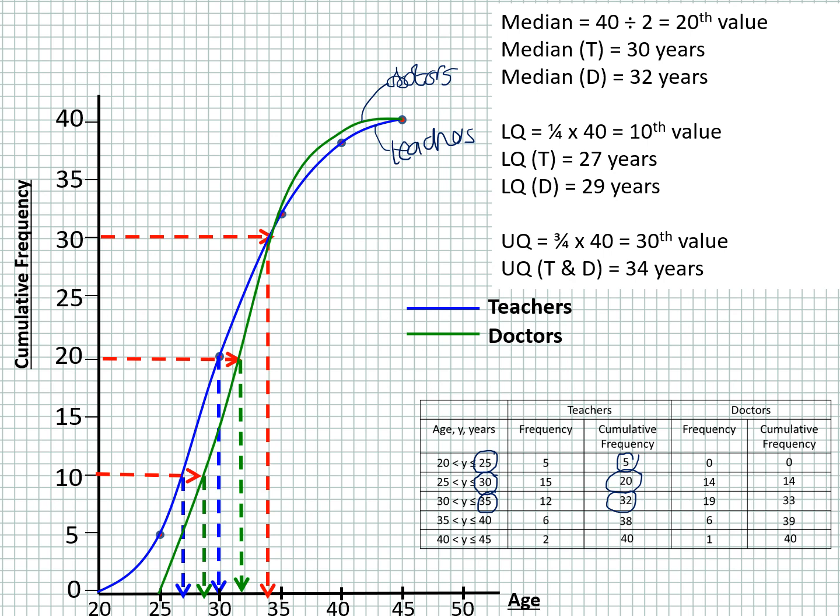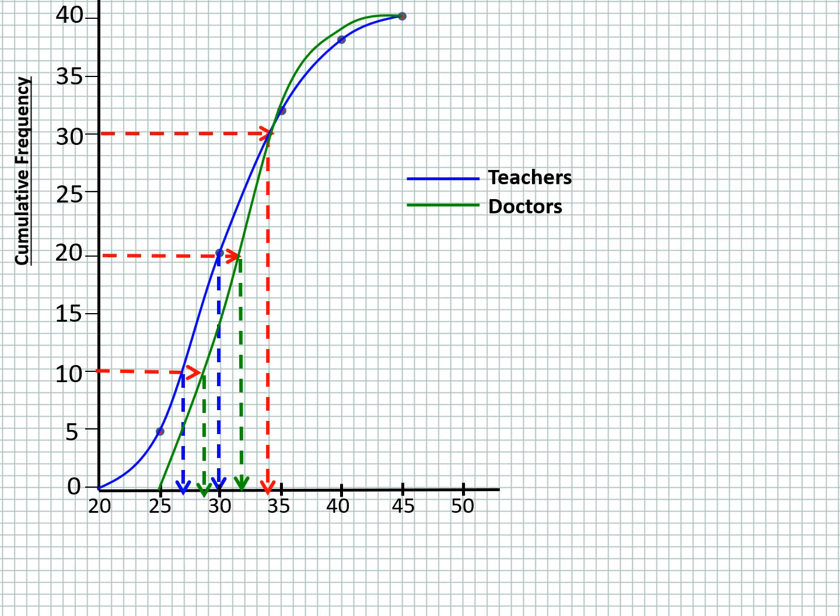So actually our upper quartile for both of them is 34. So what you're going to do now then, underneath your axes, so we can use that X scale, we're going to draw our box and whisker plots. Okay, so here they are.